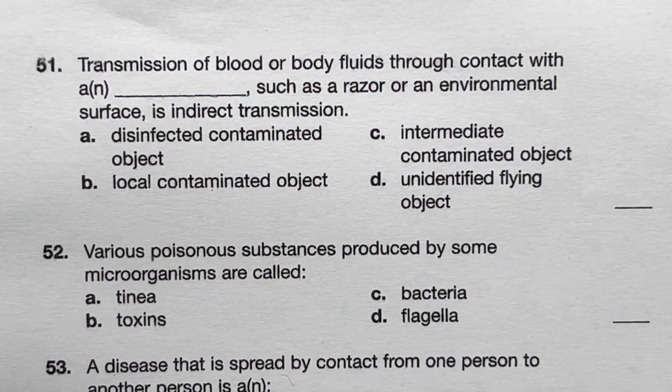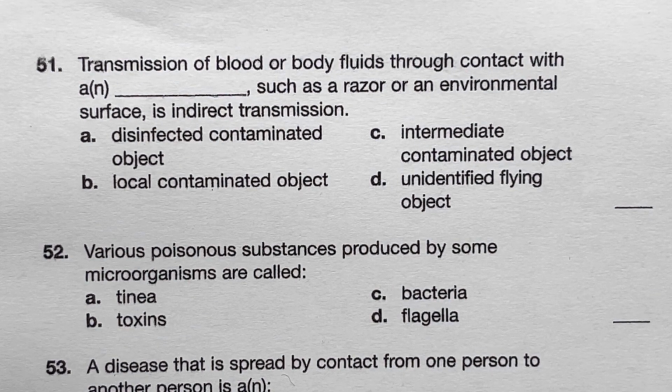Direct. Number 51. Transmission of blood or body fluids through contact with a blank, such as a razor or an environmental surface, is indirect transmission. A. Disinfected contaminated object, B. Local contaminated object, C. Intermediate contaminated object, D. Unidentified flying object. And the correct answer is C. Intermediate contaminated object.